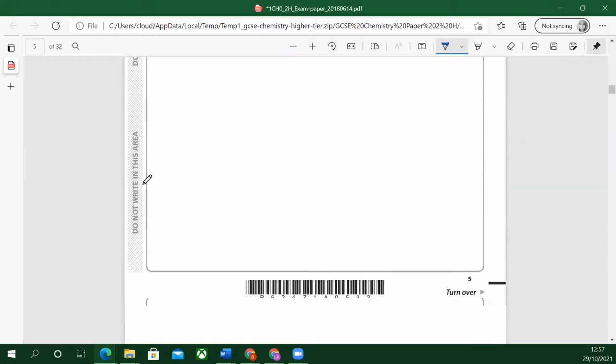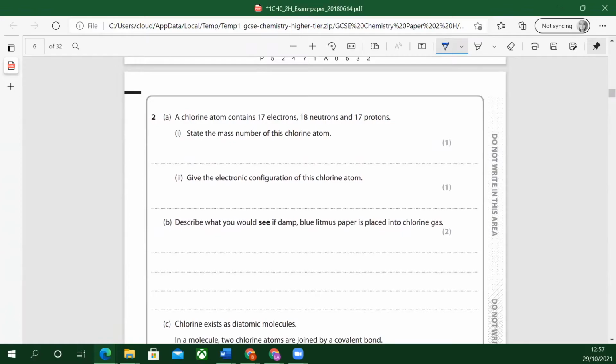Okay, let's go on to the next one, number 2. A chlorine atom contains 17 electrons, 18 neutrons, and 17 protons. State the mass number of this chlorine atom. So remember, the mass number is the number of neutrons added to the number of protons. 18 plus 17 is 35. That's your answer, so underline it like that. Make sure that's clearly your answer.